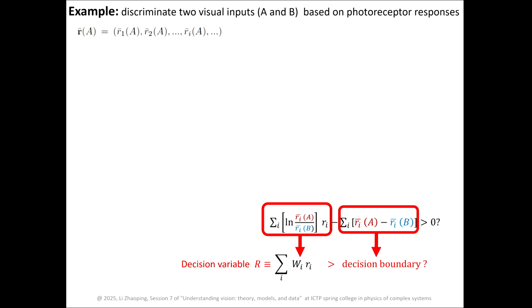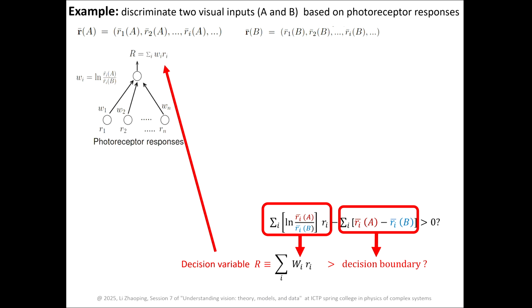The population response vector to input A is this one on average, and is this one when the input is B. Then, given a population response in the photoreceptors, the decision variable can be constructed by such a linear network whose output, capital R, is the linear weighted sum of photoreceptor responses R1, R2, etc. The weights in this network are the weights in our decision variable.